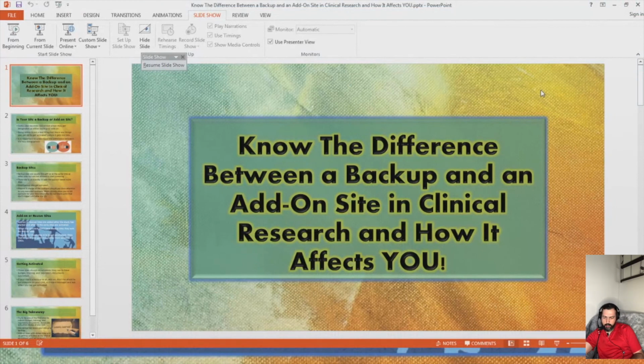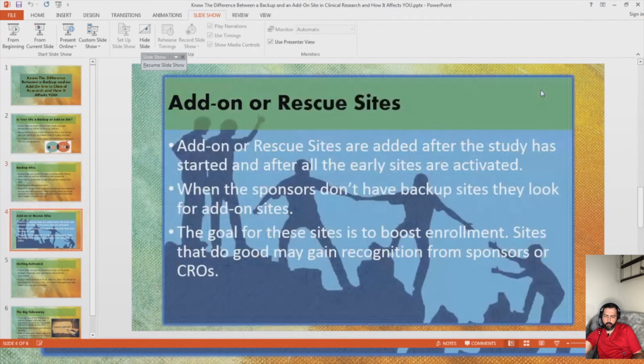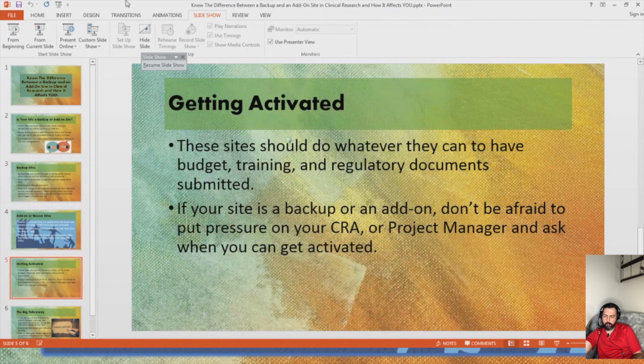Okay, so let's see, slide 6. Wait, what is this? I don't know where we left off. I don't know where we went. We're back at the beginning. Hang on. We're on slide 5 somewhere.